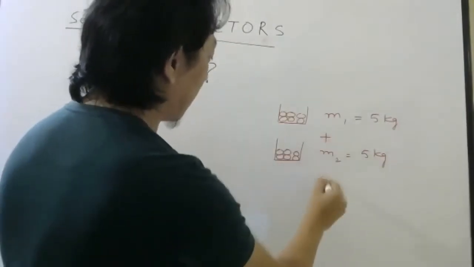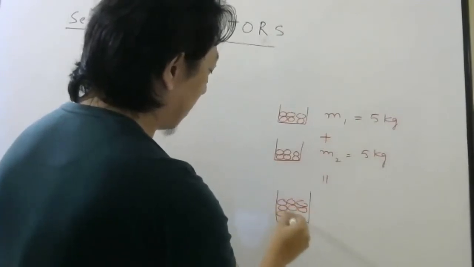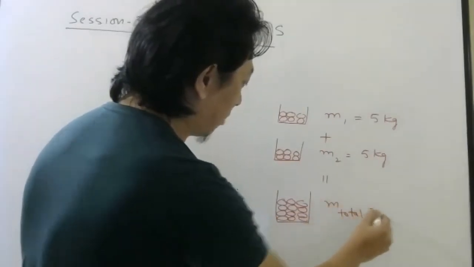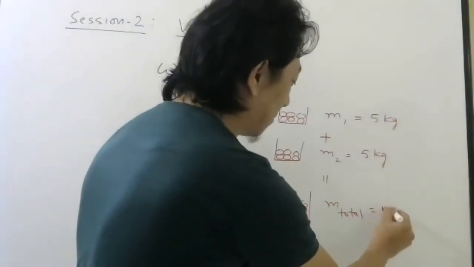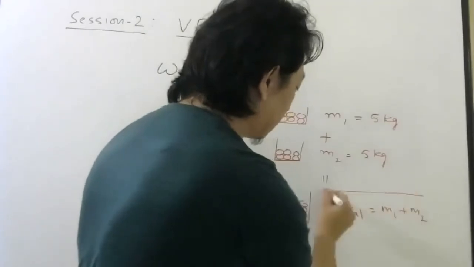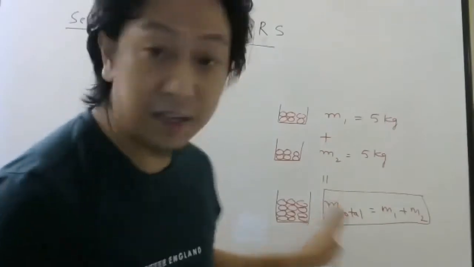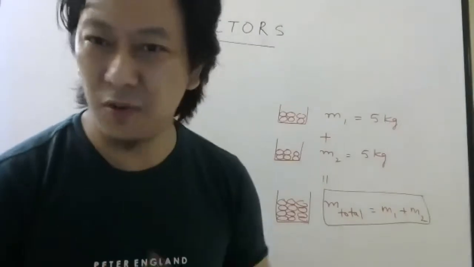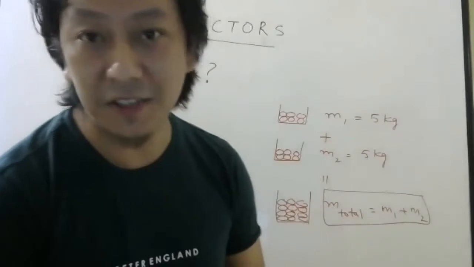Now if I put everything here, if I add these two, then without wasting time, you all know what the total mass of these potatoes will be. 10 kg. That is M1 plus M2. So certain quantities in nature, like mass, add normally like this, like you have learned in school days. Just put here 5 kg, put here 5 kg, that will be your 10 kg, right?